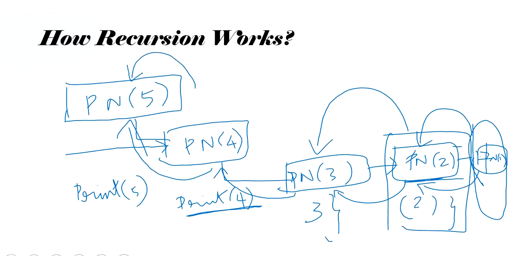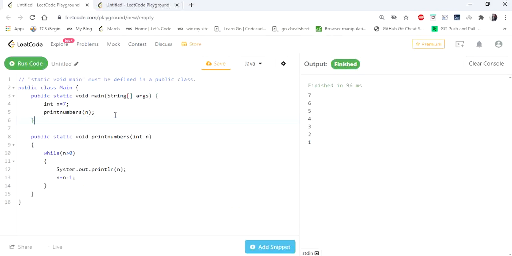So here in this case, to understand what is a base condition, let's go and understand the code. Here we have a main method where n is initialized to 7 and we are printing the numbers. Our print numbers function is simply looping the variable, printing the number and decrementing the number every time, so that it finishes and stops when n is greater than 0.